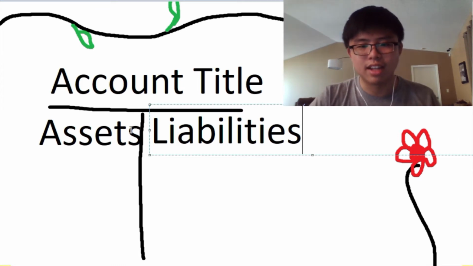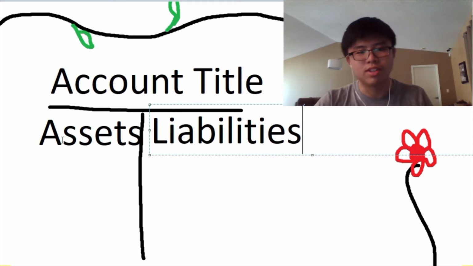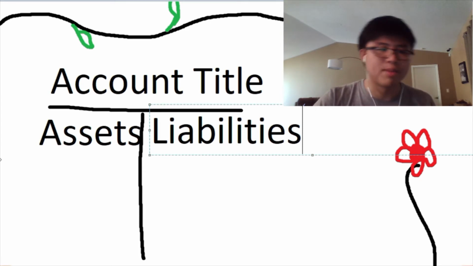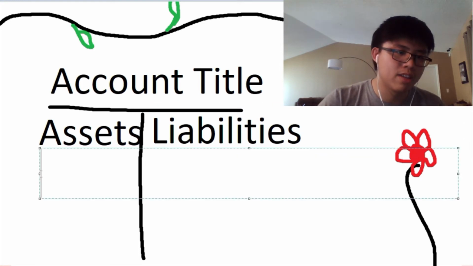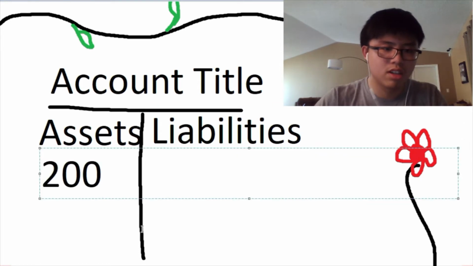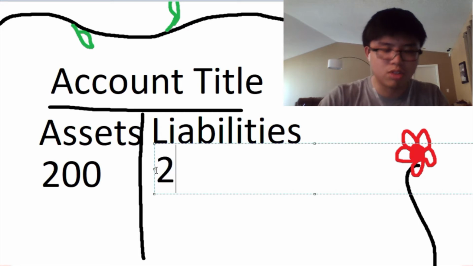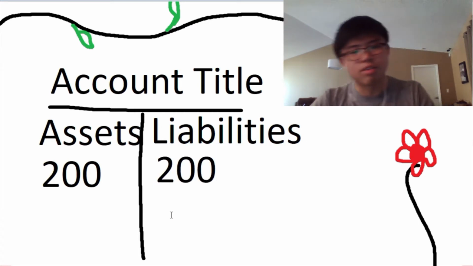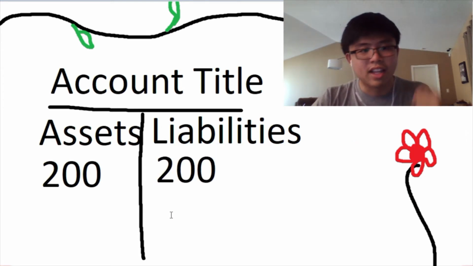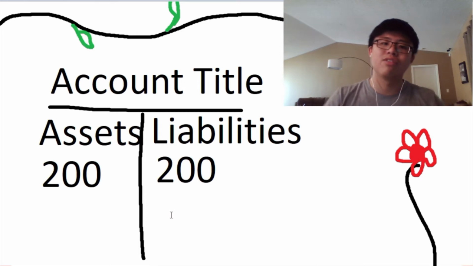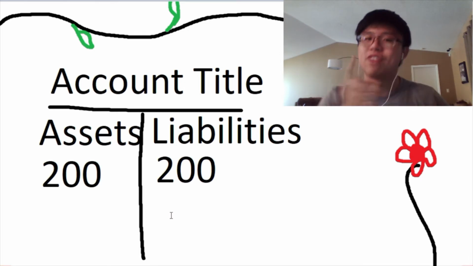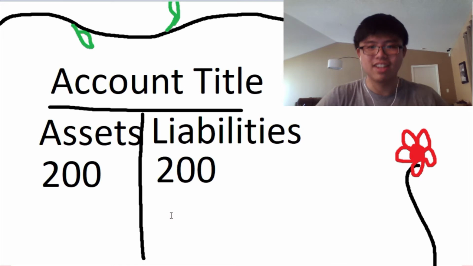Something to keep in mind is, in your T account, you should always have a balanced one. Putting some example value here would be, for example, 200. 200 again. See, these values are equal. After you fill in your values and your account titles, you would have finished your first T account.